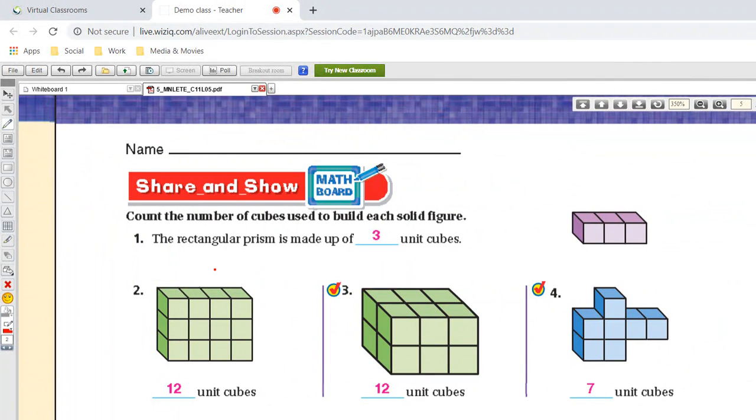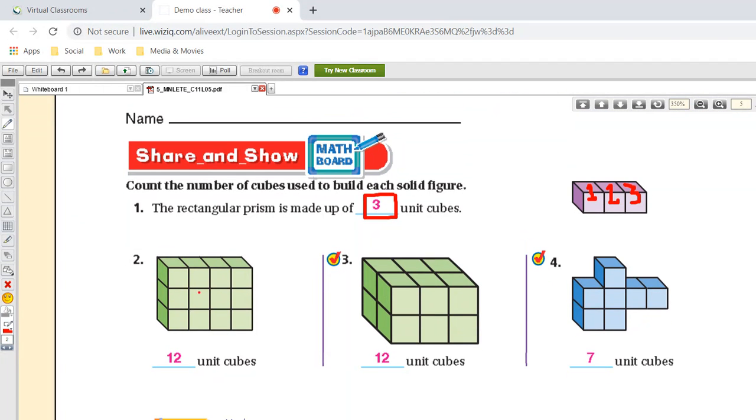Here, the rectangular prism is made up of how many cubes? Let's count here. We have this 1 cube, and this 2, and this 3. So we have 3 unit cubes here. And here, let's count it. You have to use your imagination to count the number of unit cubes.